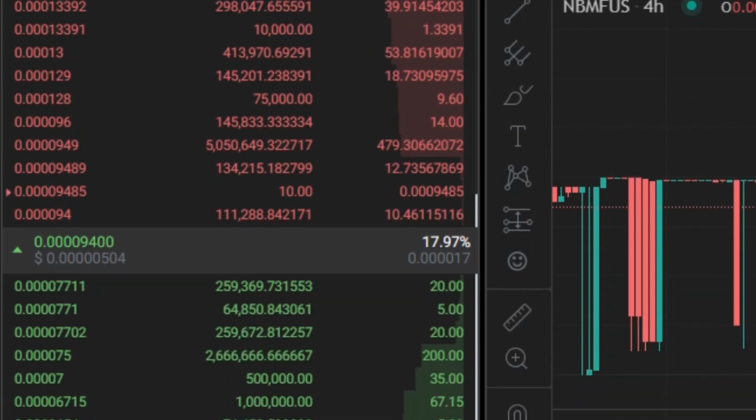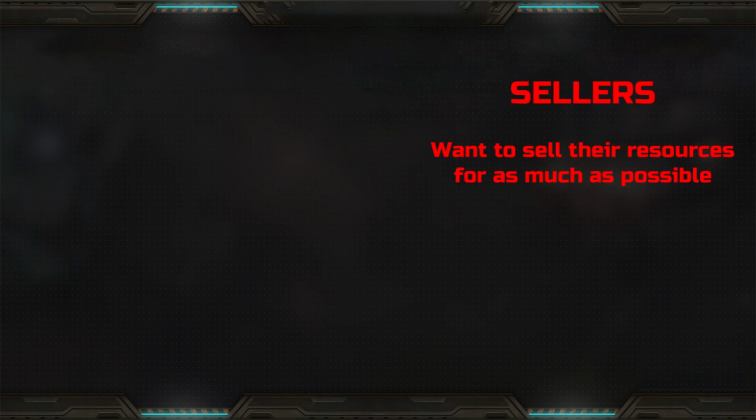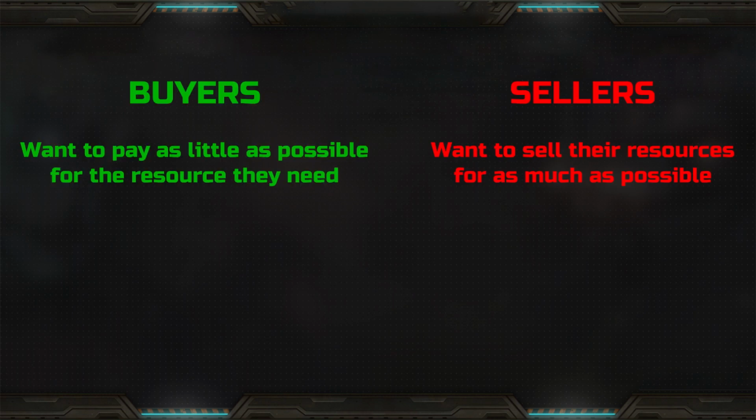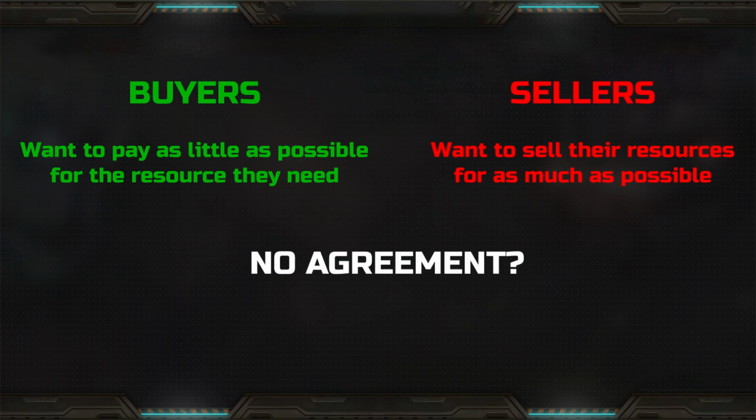For instance, if we didn't decide to spend our 1000 wax at the market price, we can see that the most generous seller is only ready to sell at 0.000094 wax, while the most generous buyer is only ready to offer 0.000077 wax. A general rule is that sellers want to sell the resource for as much as they can while buyers want to pay as little as possible. In this situation, no order is executed.